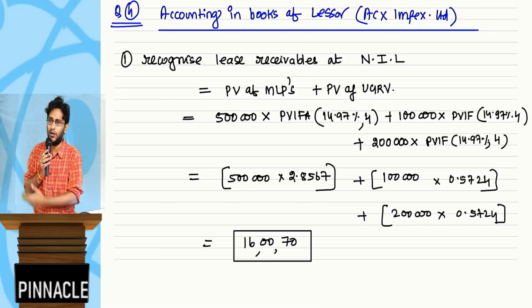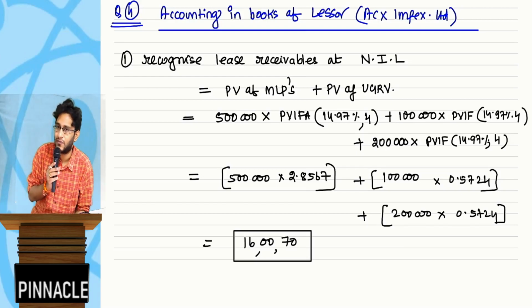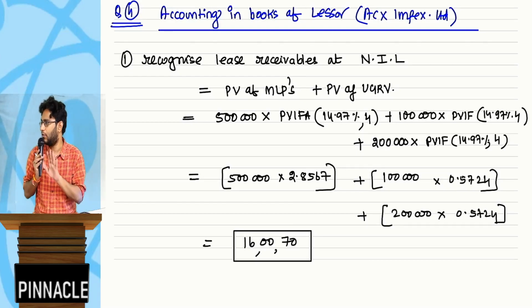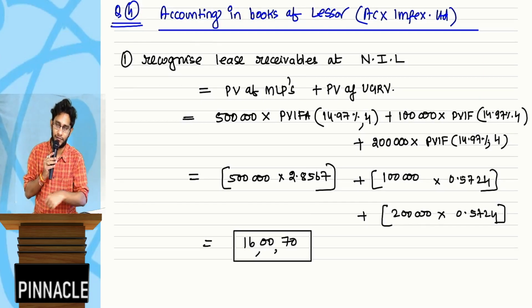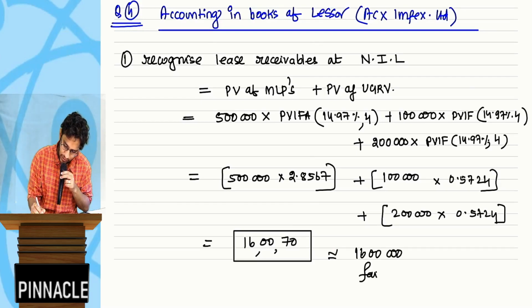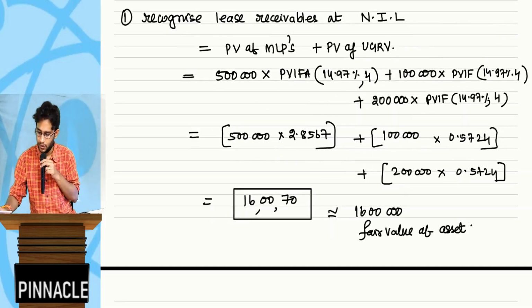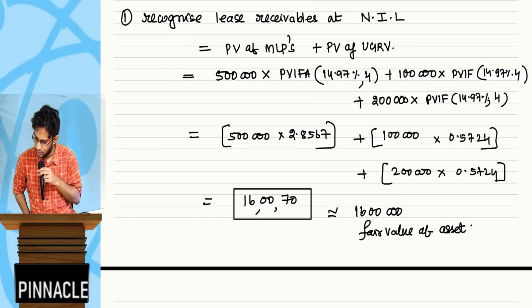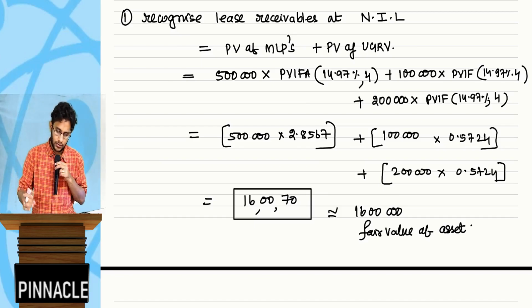Same we got, no? The rounding error is 70 rupees, don't fight for that. The rounding will come anyway. The rounding mistake is not with me. That's not 14.97 exactly. That fellow rounded off. So this is nearly equal to 16 lakhs, which is nothing but the fair value of the asset. Nice, sir, nice. Next. That's all. Write the entry, sir.